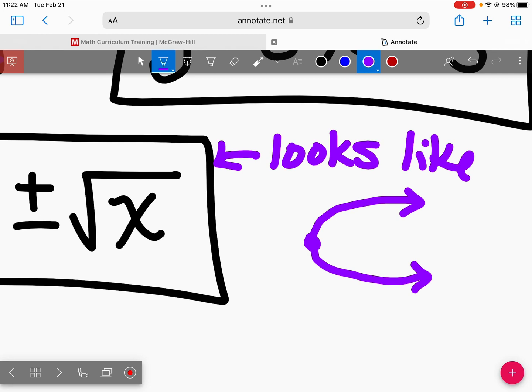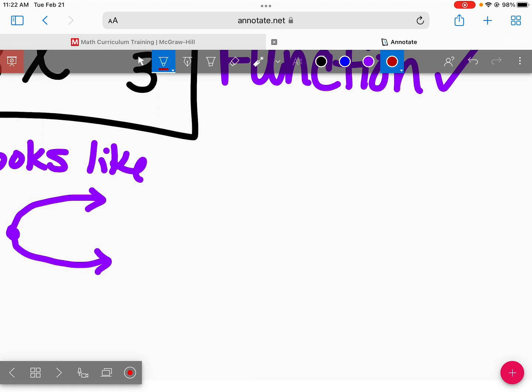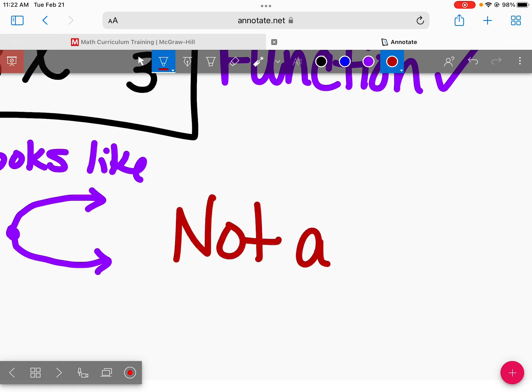Would that pass the vertical line test? If I had just the positive or just the negative, it would. But with plus or minus, it does not pass the vertical line test. This is not a function.